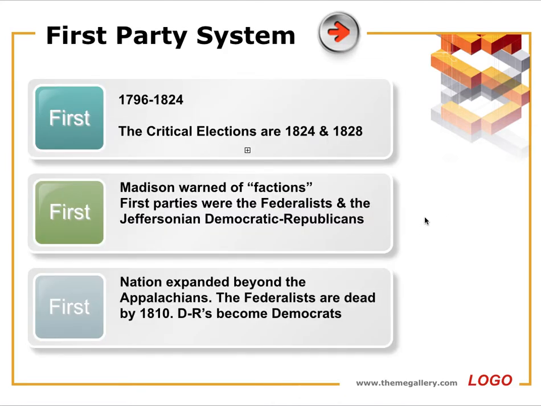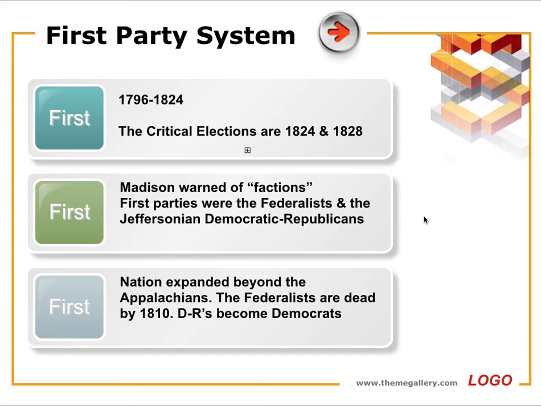The first party system occurs in the first 30 years of the Republic. The critical elections are 1824 and 1828, but for very, very different reasons. Now, of course, the overriding thing here is that Madison warned of factions. They developed into the Federalist Party and the Jeffersonian Democratic Republicans.